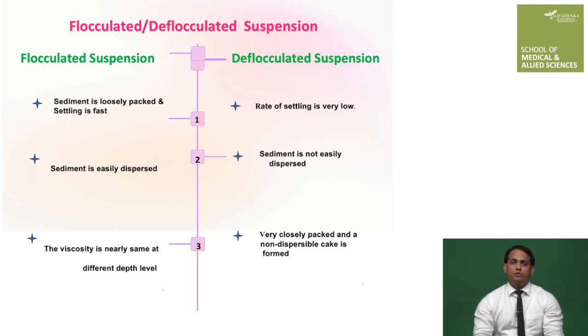Properties of the flocculated suspension. The sediment is loosely packed. Particles are not bound tightly to each other. Sediment is easily dispersed by a small amount of agitation. It exhibits plastic and pseudoplastic behavior also. The pressure distribution in this type of suspension is uniform at all places. The viscosity is nearly the same at different depth levels. The purpose of uniform dose distribution is fulfilled by flocculated suspension.